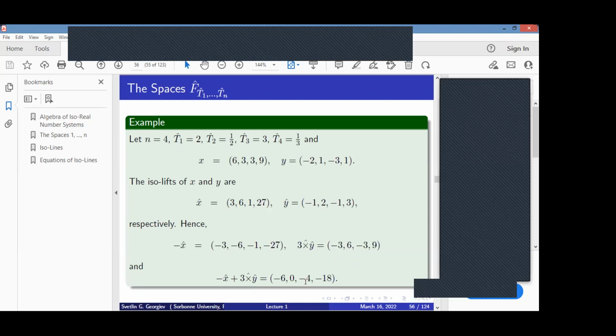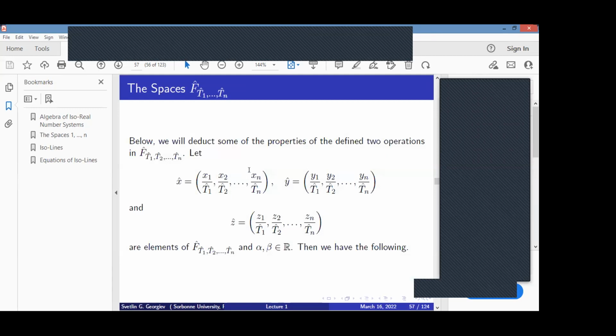Here is given as fourth example, a four-dimensional example. We have 4 isotopic elements. For the real points, we take x and y to be this one. Then the corresponding isolifts are given with these isopoints. The inverse of the isopoint hat x is given in this way, and it is very different than the inverse of the real point x. Here is given an expression of minus hat x plus 3 iso multiply by hat y, and it has the following expression.